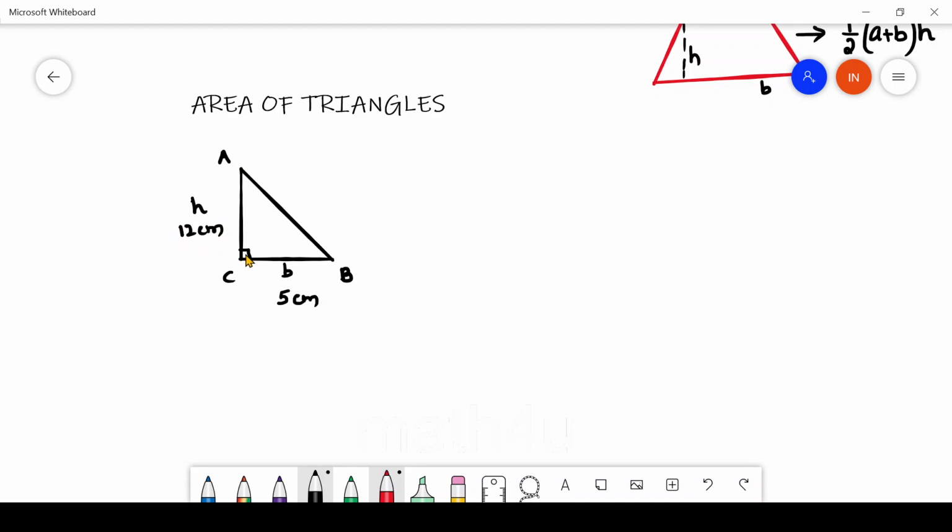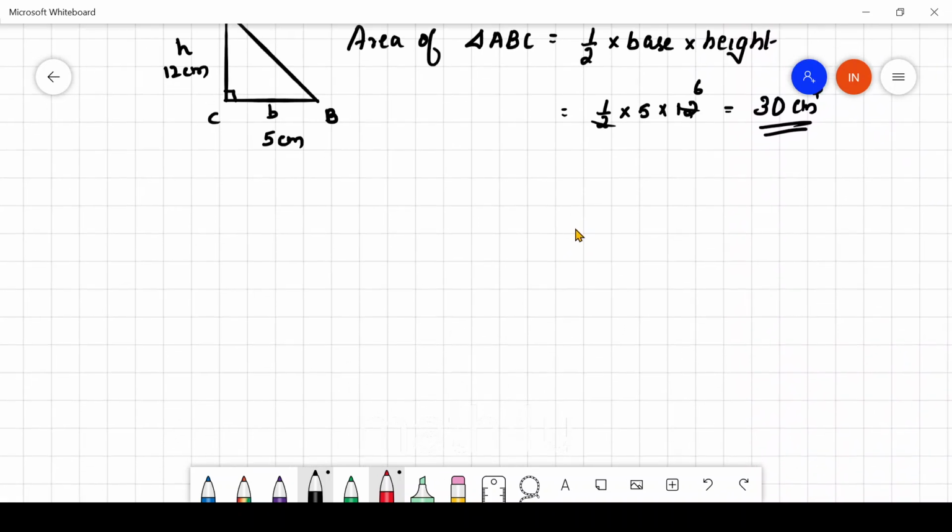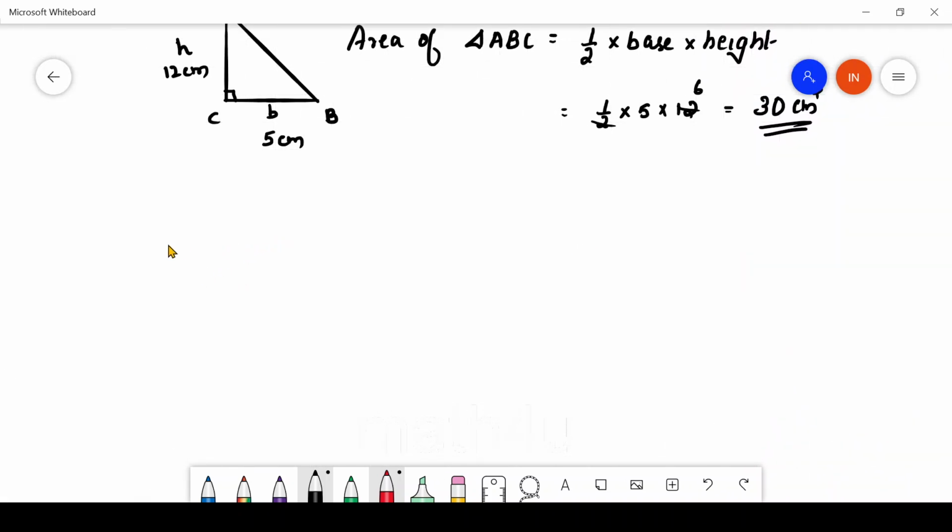How can you find the area of a right angled triangle? Here the area of triangle ABC is given by the formula half into base into height. Substituting, half into 5 into 12. You can cancel these two and you will get the answer as 30 centimeter square. Now let's see how we can find the area of an equilateral triangle.